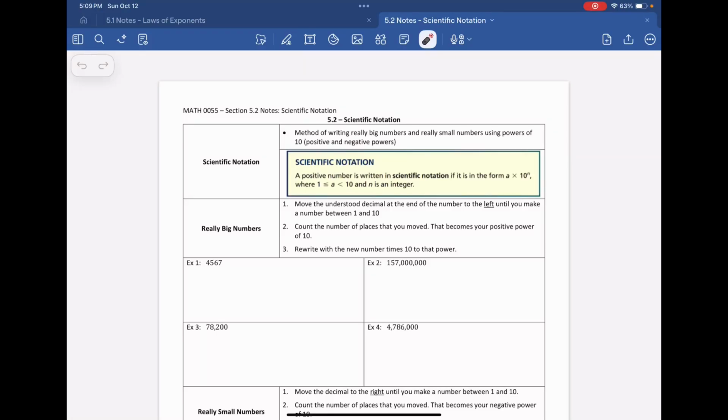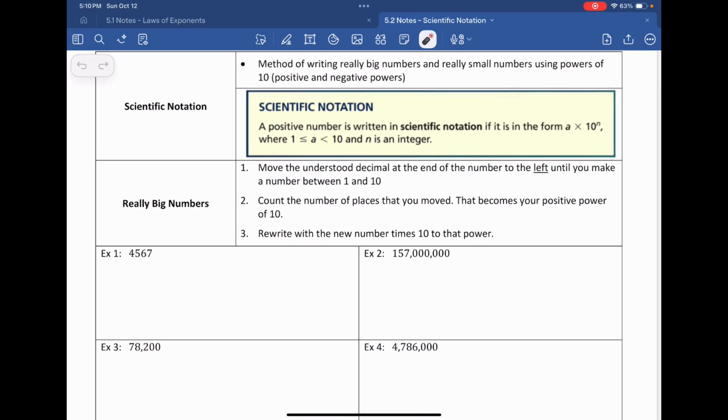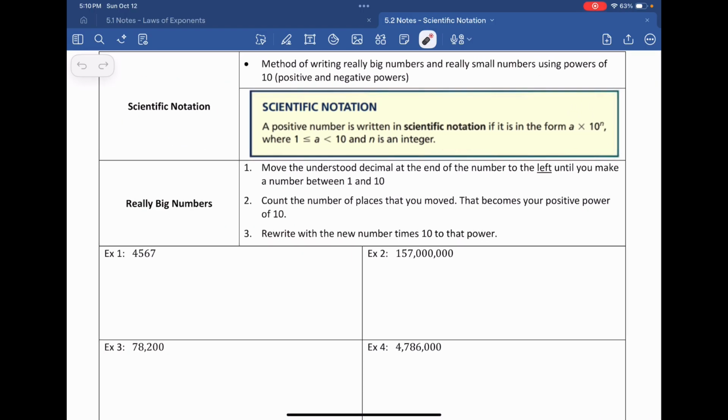All right, scientific notation. This is just changing from scientific notation to standard and standard back to scientific notation. So scientific notation is a way to write really, really big numbers and really, really small numbers using powers of 10. This is the book definition of it.